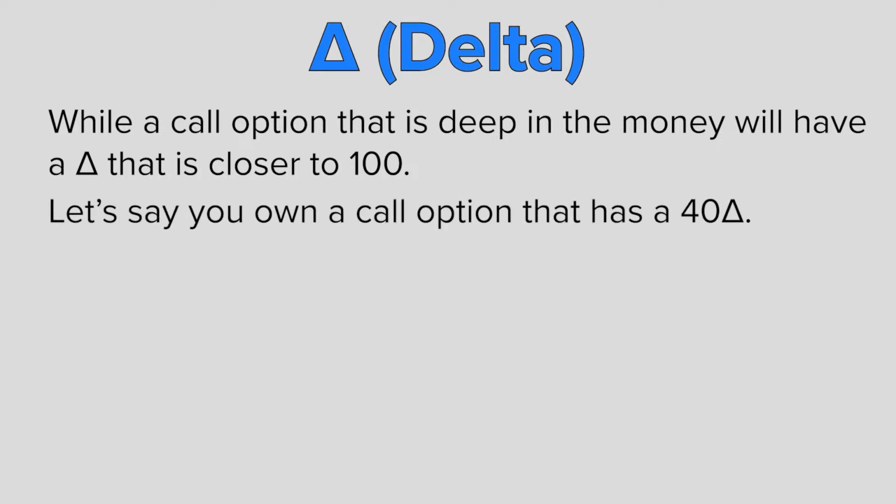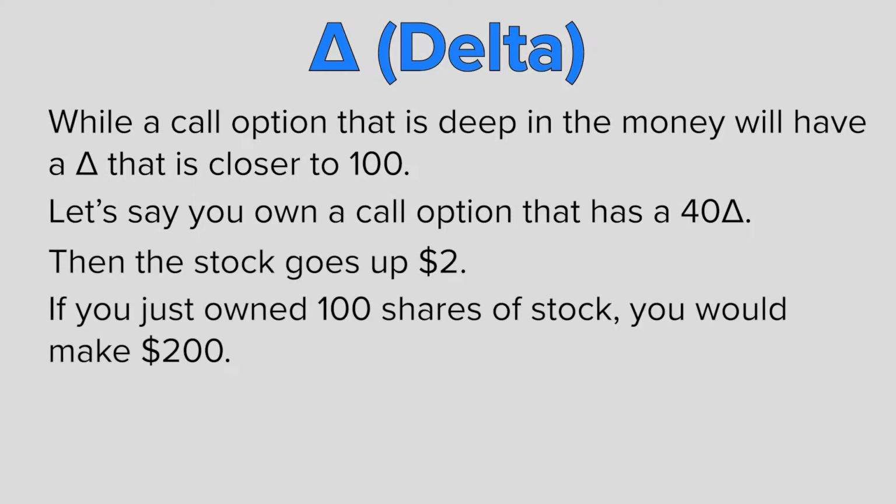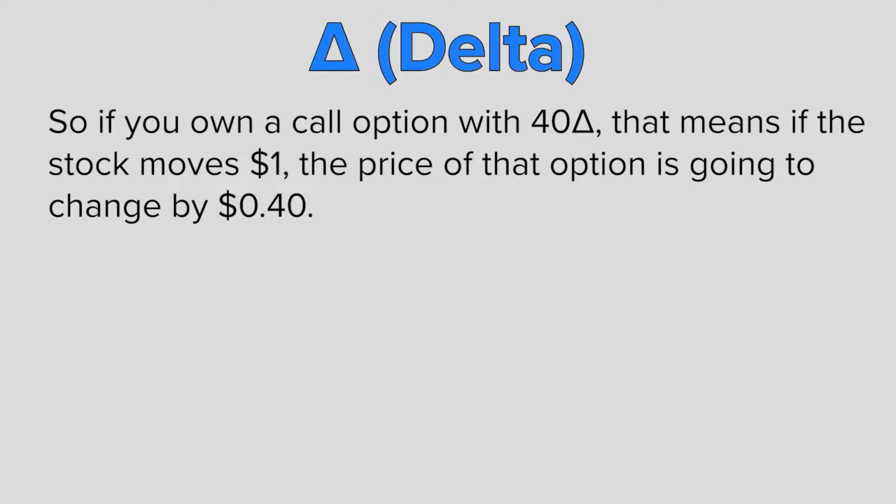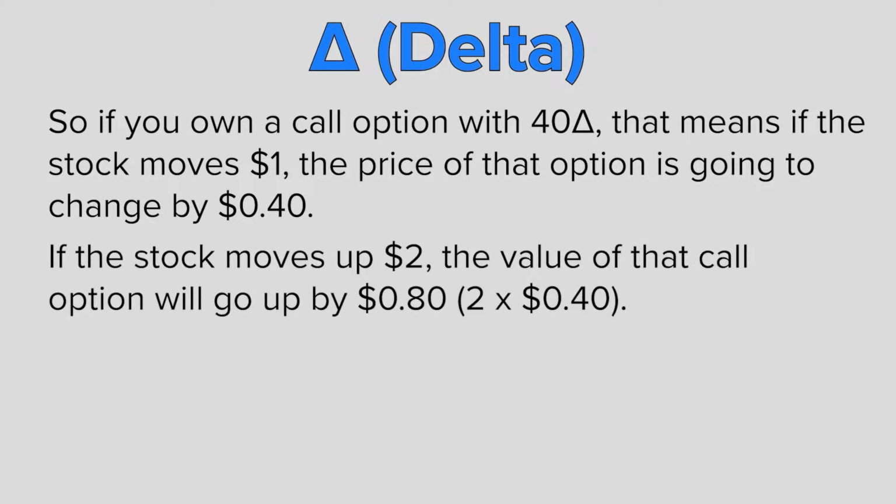So let's say I own a call option that has a 40 delta and the stock goes up $2. Well, if I own 100 shares of stock and the stock went up $2, I would make $200. But the delta of an option is really some percentage of owning the stock. So if I own a call option with 40 delta, that means as the stock moves $1, the price of that option is going to change by 40 cents. So if the stock moves up $2, 2 times 40, the value of that call option is going to change by 80 cents. That's going to be a plus for me.